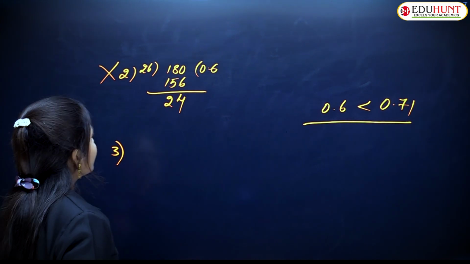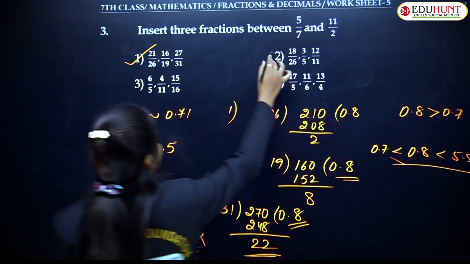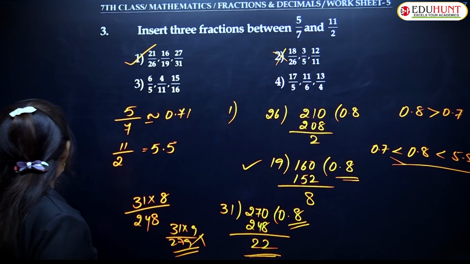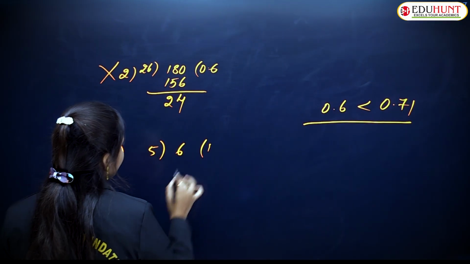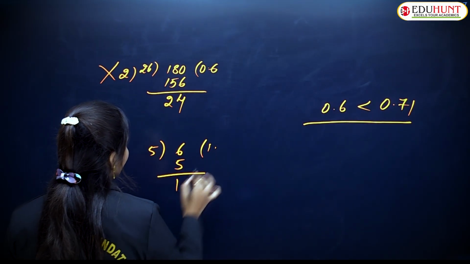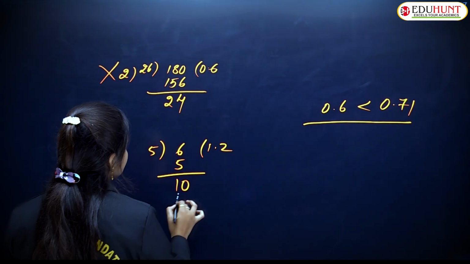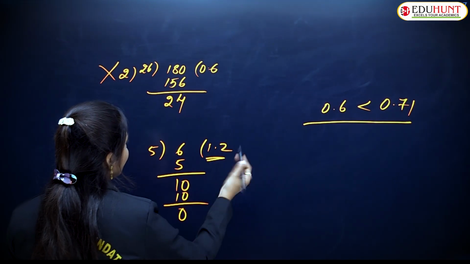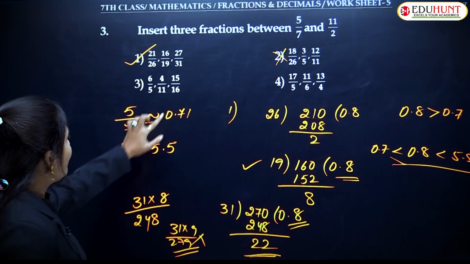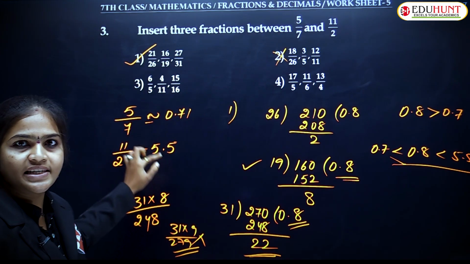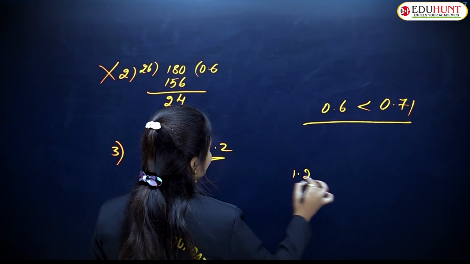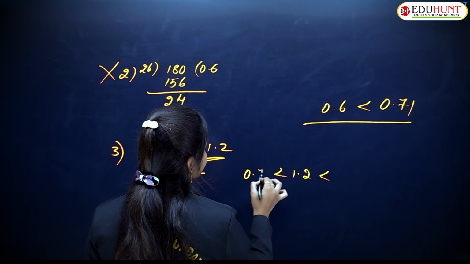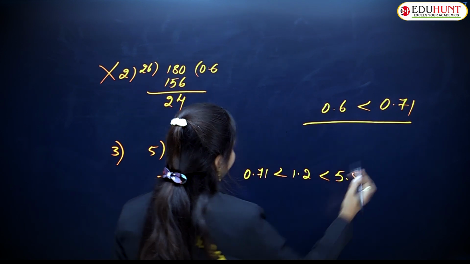Third option. Come to the third option here. 6 divisible by 5. 5 ones 5, 5 twos 10. Okay, here 1.2 is there. So 1.2 lies in between 0.71 and 5.5.